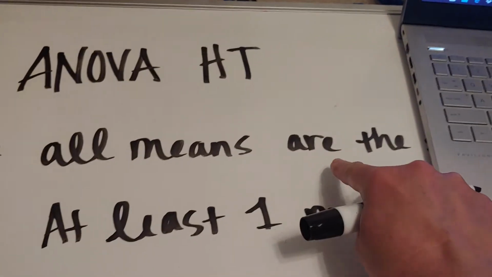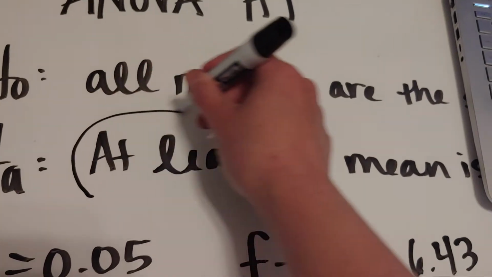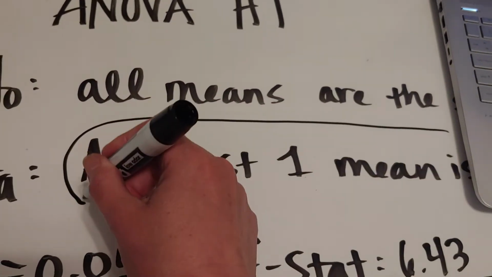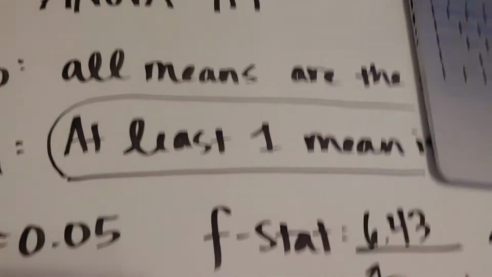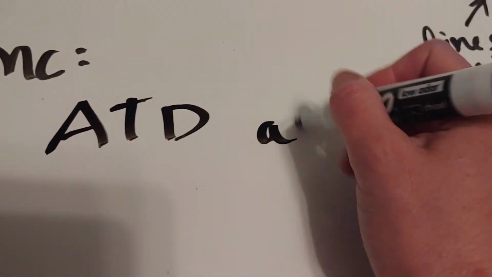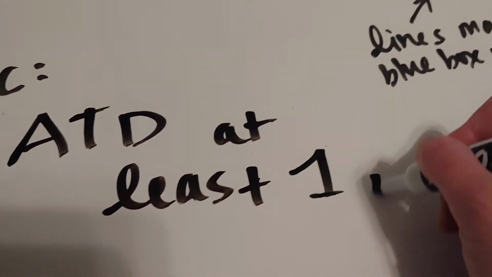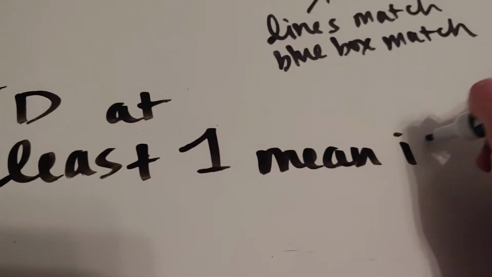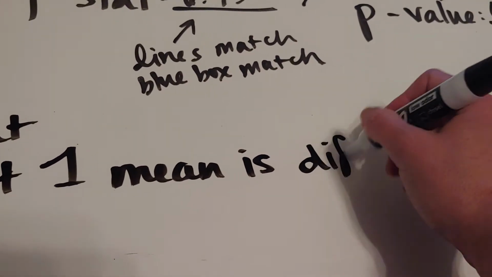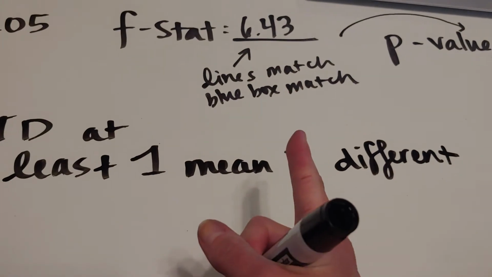So remember that my null was the phrase, all means are the same. If I'm rejecting the null, I need to restate this in words as my conclusion. So my conclusion is, according to our data, at least one mean is different. Okay. Now, in this case, we know which one is different. Two matched, one is different.